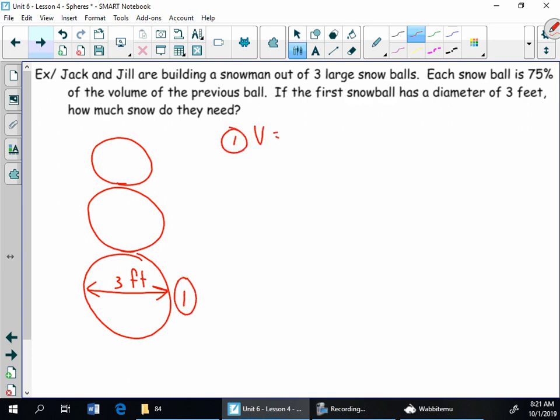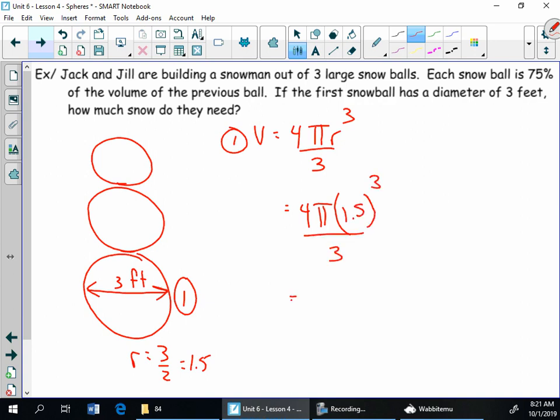Let's do that. 4 pi r cubed divided by 3. In this case, they give us a diameter. So my radius will be 3 divided by 2, which is 1.5, divided by 3, should be 14.14 cubic feet. Okay, that's ball number 1.